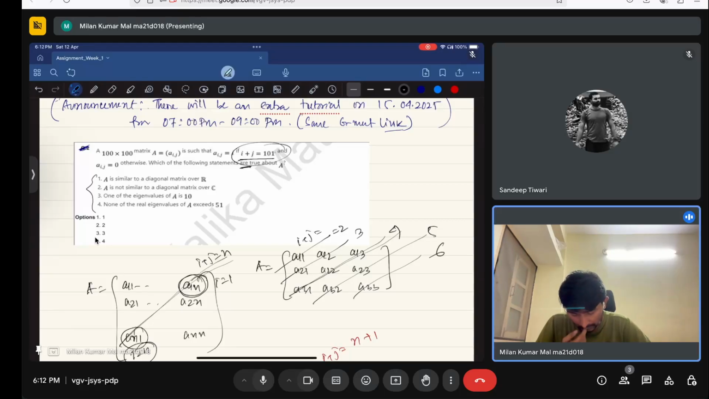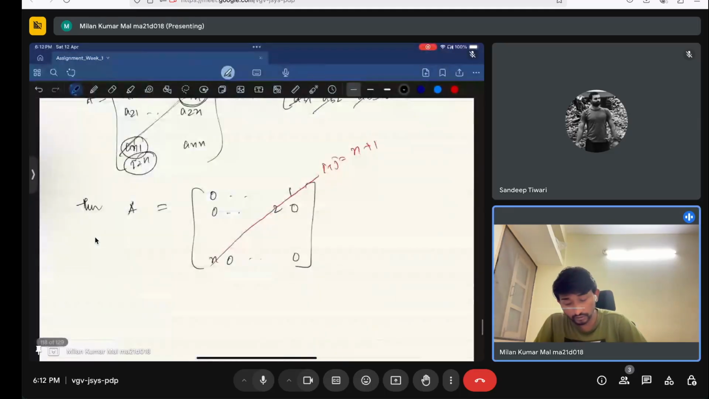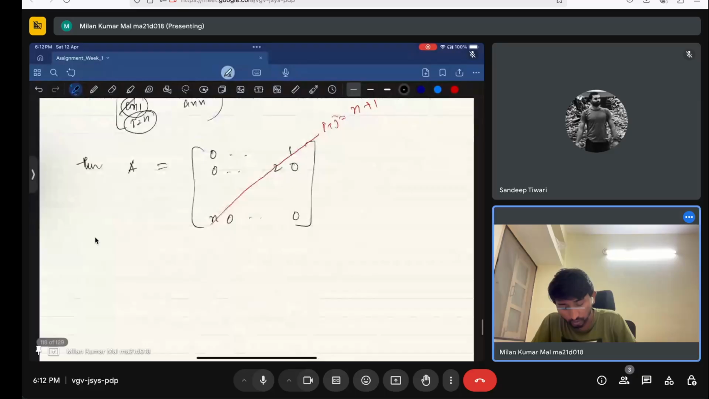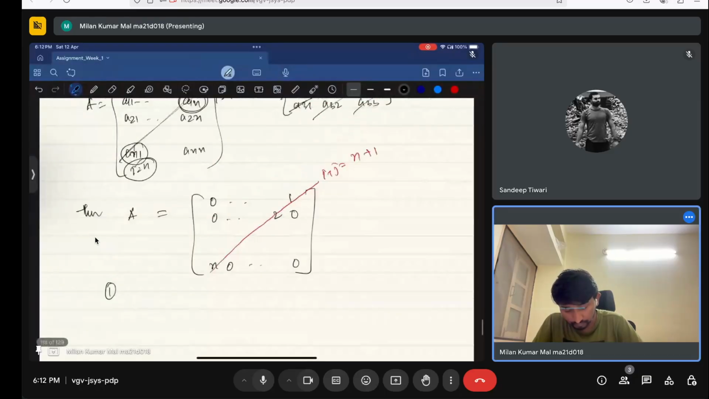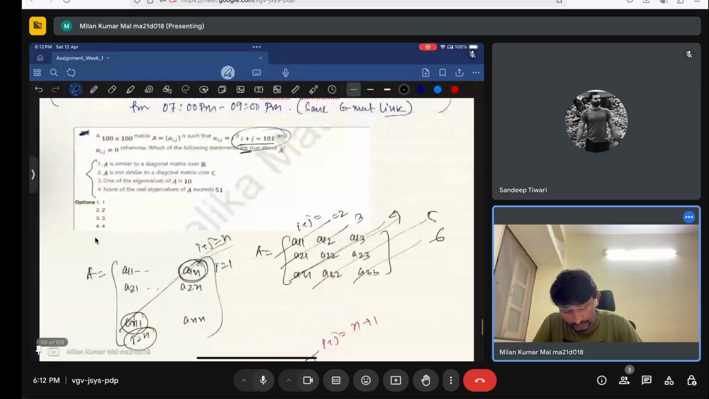Okay. So what are the options? A is similar to a diagonal matrix over R. So I think this is not true. The first option is not true. So why is the first option not true? A is similar to a diagonal matrix over R.